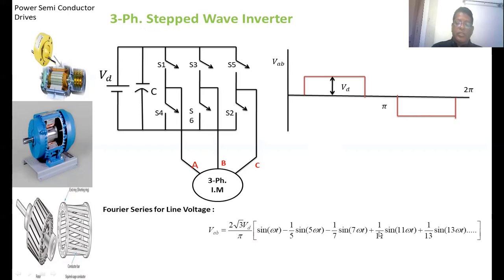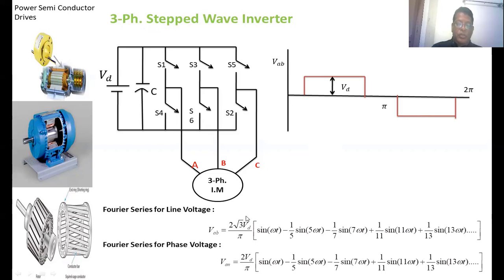If we write the Fourier series for the phase voltage, we divide this voltage by root 3. So we get 2 Vd by pi sin omega t. We see the same series here also, but the magnitude is reduced by root 3. This is the fundamental component. The remaining components are the harmonic components: fifth harmonic, seventh harmonic, 11th harmonic, 13th harmonic.